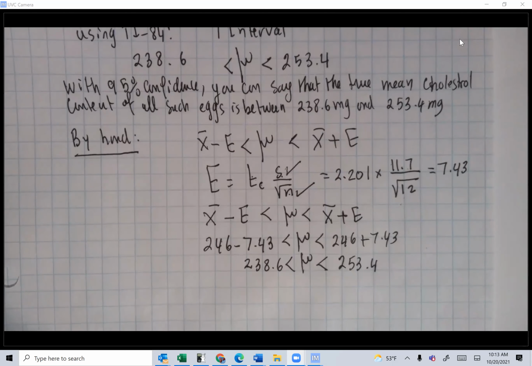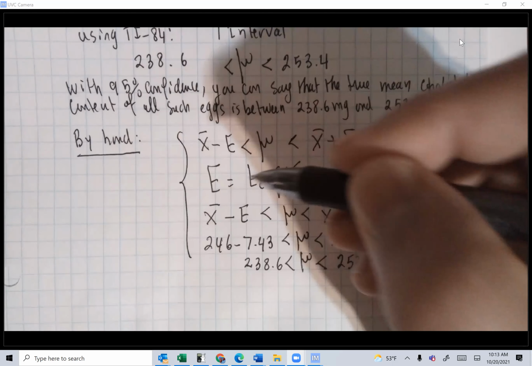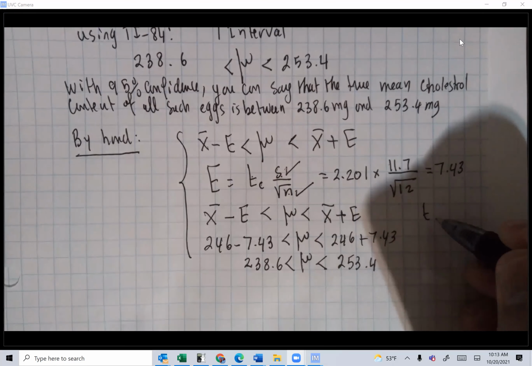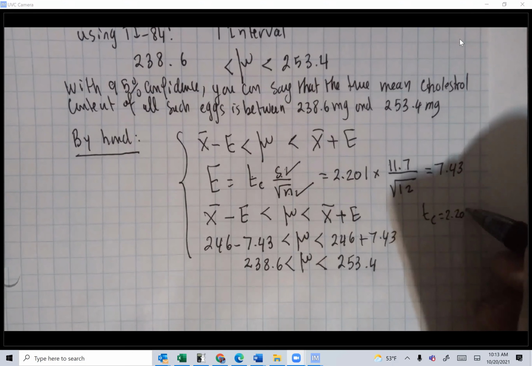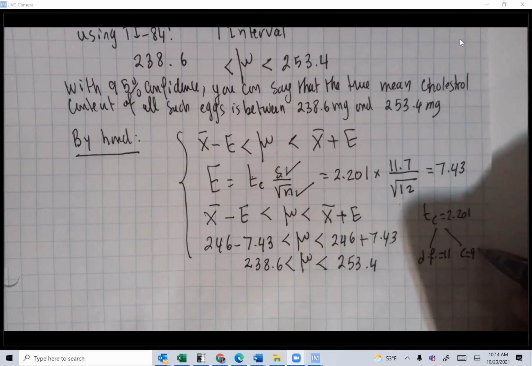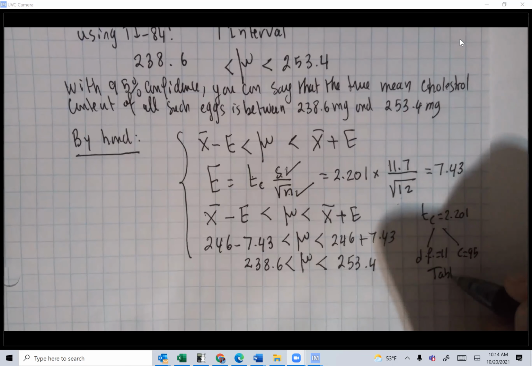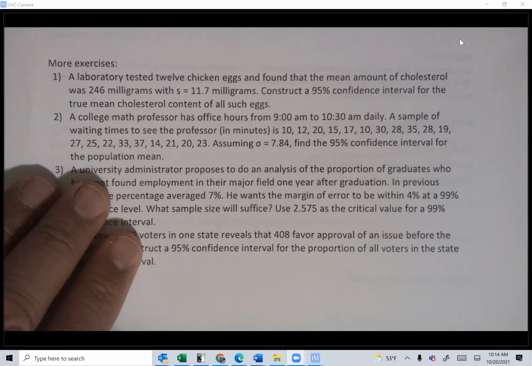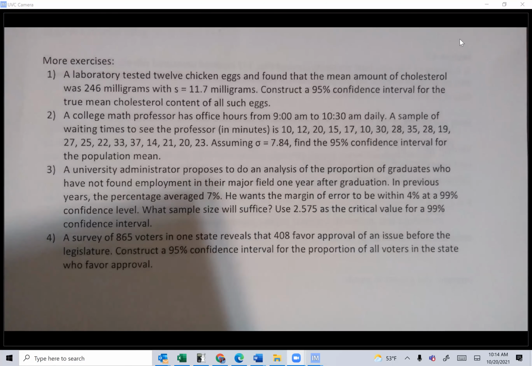Okay, so it's very easy to do it by hand if you just have the table. So for t_c equals 2.201, degrees of freedom equals 11, and C is 95, in table 5. Okay, so that's number one, using a calculator and using technology. Second one, we're going to use technology only for this one because it's raw data. Raw data, guys, just use technology.